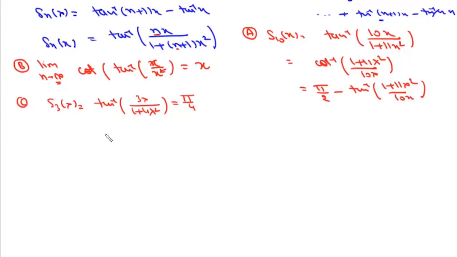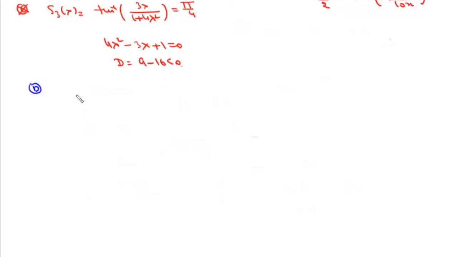Now we can write this equation as 4x² − 3x + 1 = 0. The discriminant for this quadratic equation is 9 − 16, which is less than 0. So this equation will have no real root. So C is incorrect. Now in part D it says tan(sin x) is always less than or equal to 1 by 2 for any n greater than or equal to 1 and x greater than 0.